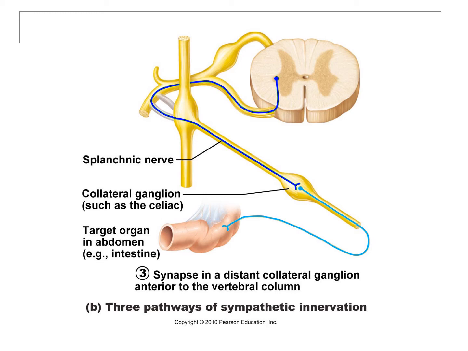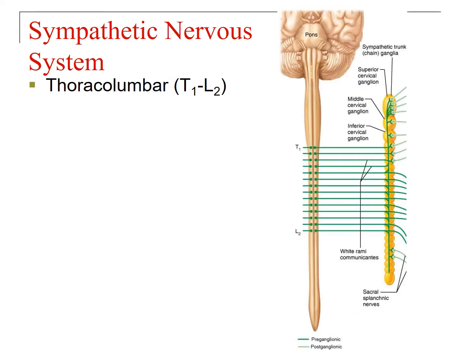So I want to make this clear. The way that this does differ from the parasympathetic nervous system is that you're still not seeing this post-sympathetic neuron start right on top of the target organ. There's still some distance there. So again, your outflow is thoracolumbar between T1 and L2.